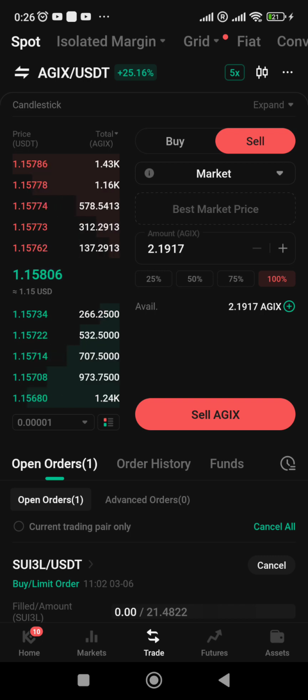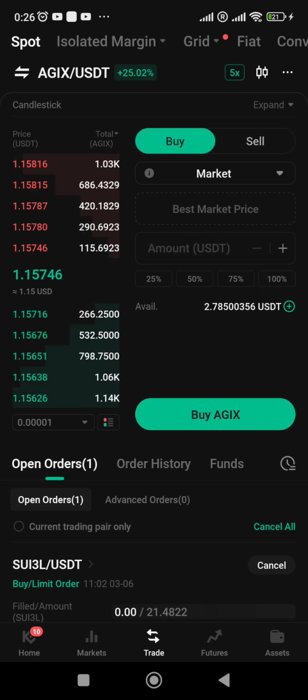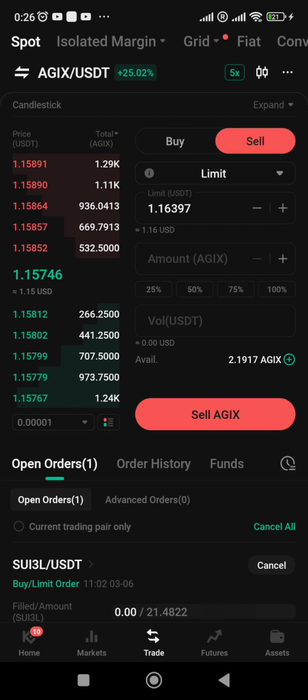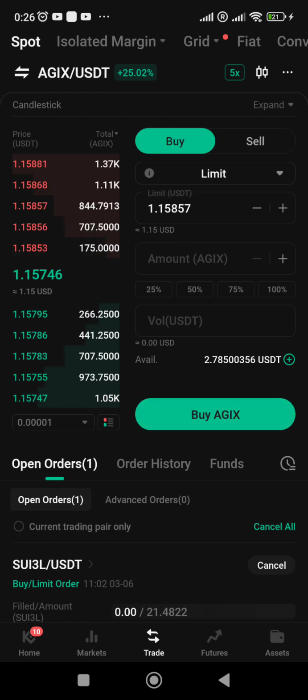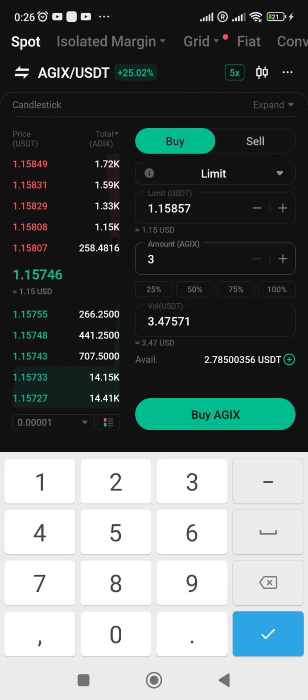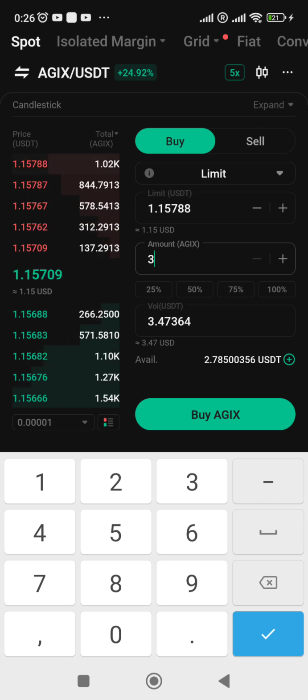That one takes a little bit of quick thinking: how much more will I need to invest to buy up to 5? You go to limit order and say, okay, I have 2.1917 Agix, I want to buy 3 more, so that I will now have 5.1917. That will cost me 3.47571. And I have to make sure I pick an order that is in red, so that I can buy immediately. Click on the red ones because those are the sell orders, the prices that people are willing to sell.